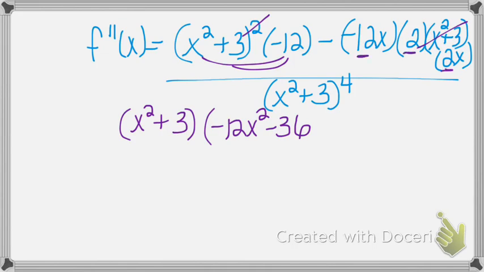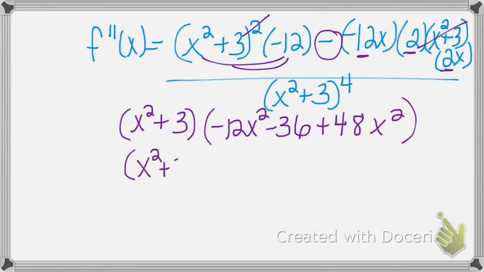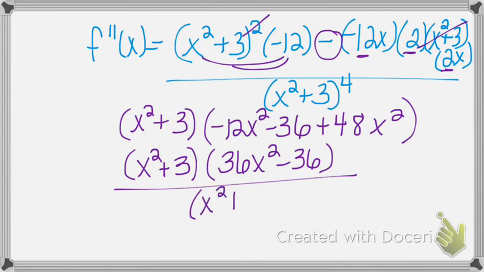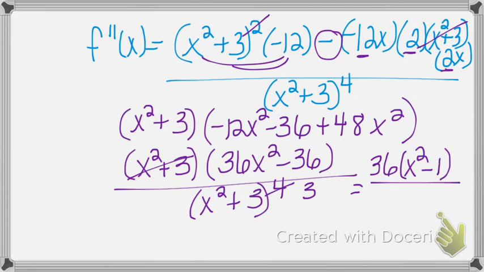2 times 2 times 12 is negative 48 x squared, and this negative here in the middle is going to make that be a positive. That's still over x squared plus 3 to the 4th. Alright, we get 36x squared minus 36. Again, I know this is yucky, but I wanted you to see a yucky one as we're doing this. Alright, and last thing I'm going to do is I'm going to factor out a 36 on top, just because it's going to be easier, because you have to solve where the bottom and the top is equal to 0.